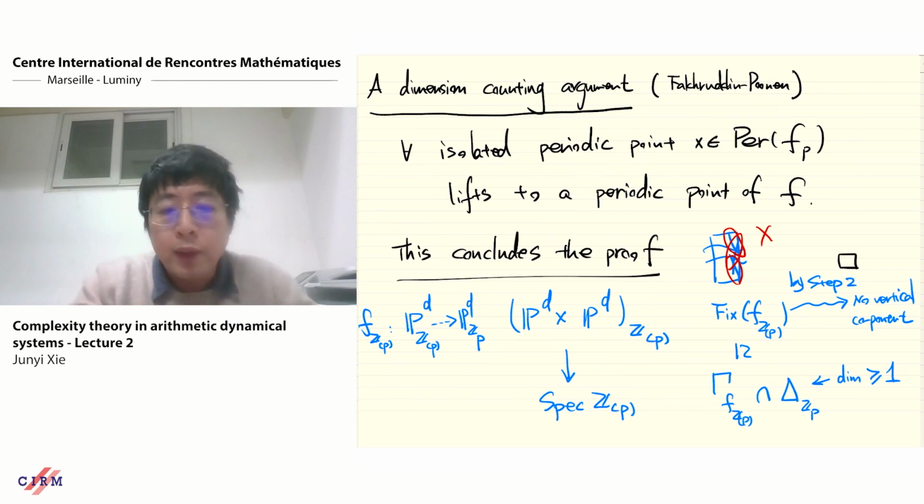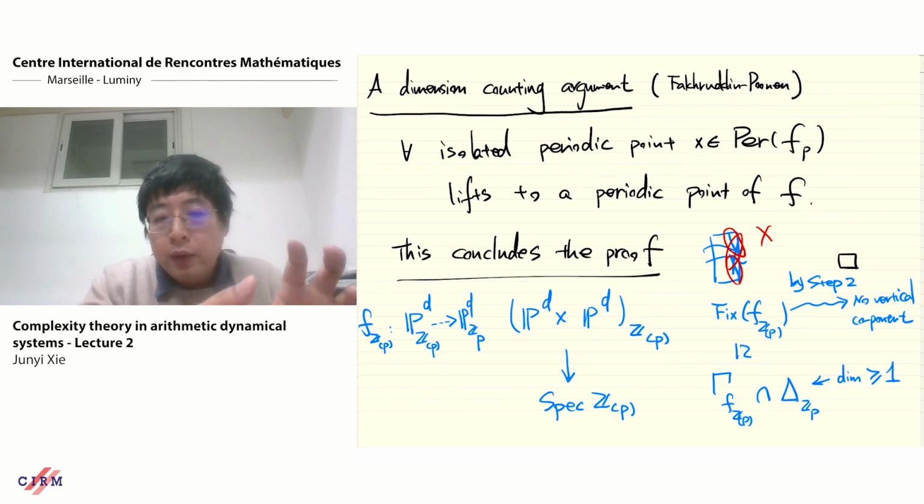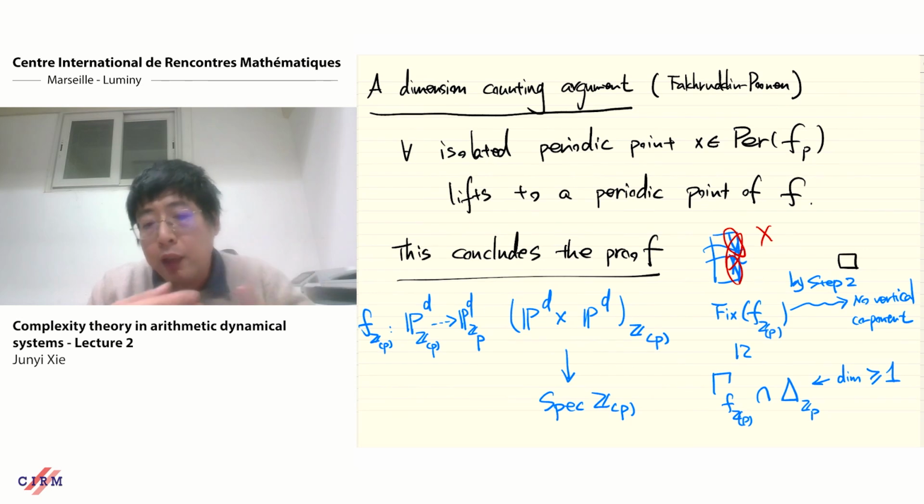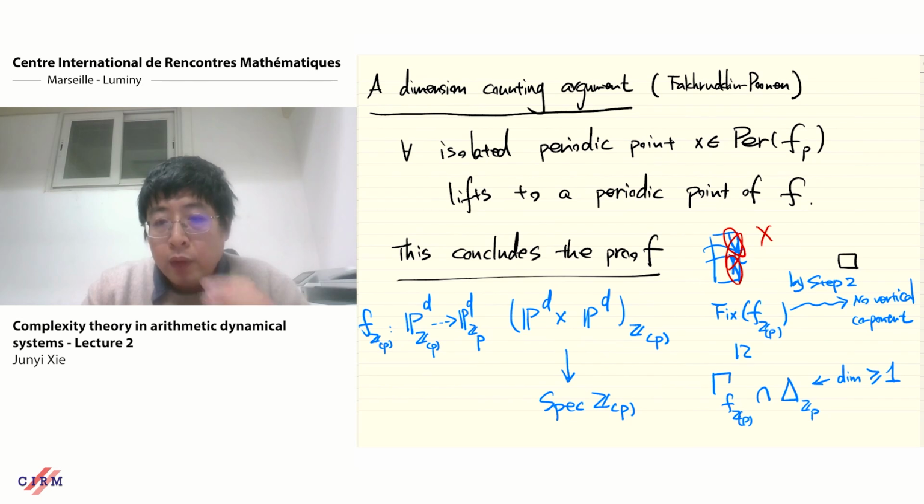So if you do not add this one dimension in the base, then the intersection is zero dimensional. But now you think Spec Z has one dimension. So in this case, in the total space, the intersection is of dimension at least one. You just count the dimension and you show that this dimension is at least one. And so every irreducible component of this intersection is either horizontal or vertical.